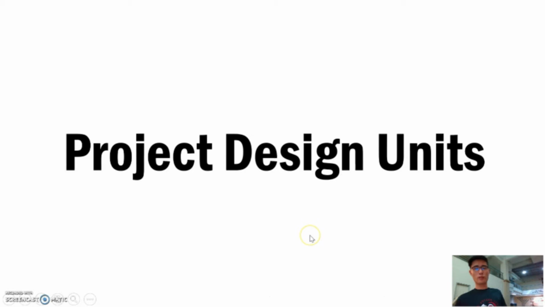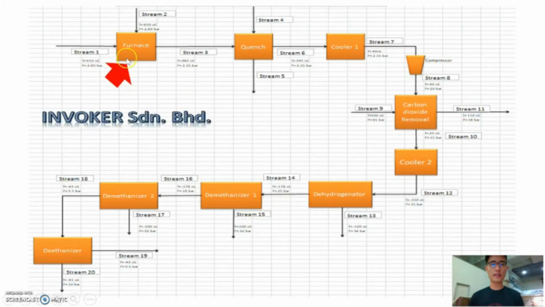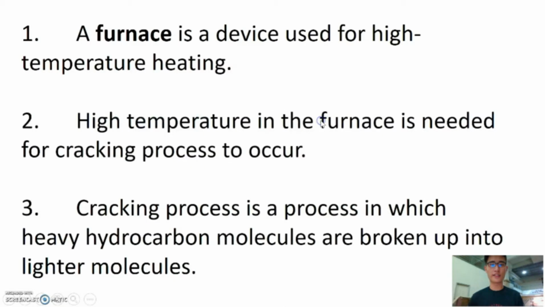So now I want to talk about the project design units. Now, the first component is furnace. The furnace is a device used for high temperature heating. High temperature in the furnace is needed for the cracking process to occur. The cracking process is a process in which heavy hydrocarbon molecules are broken up into lighter molecules.